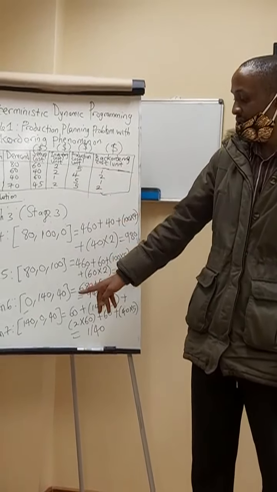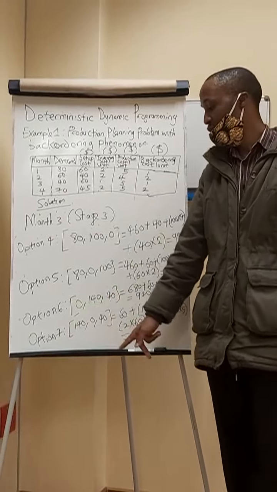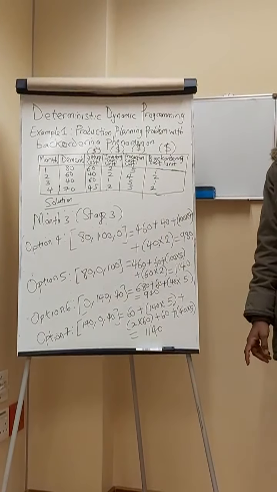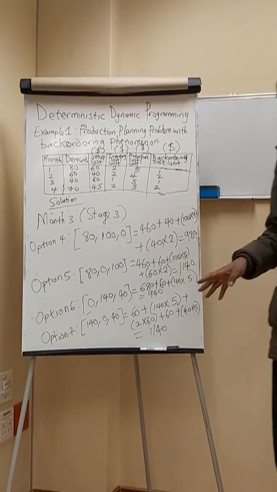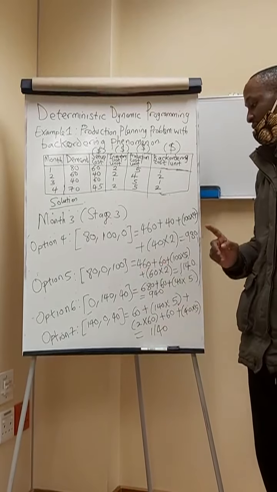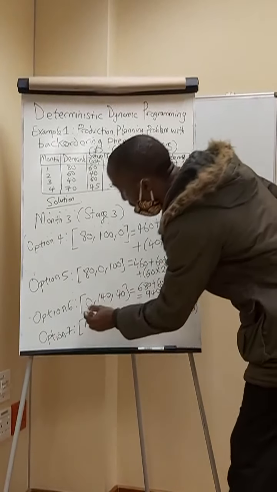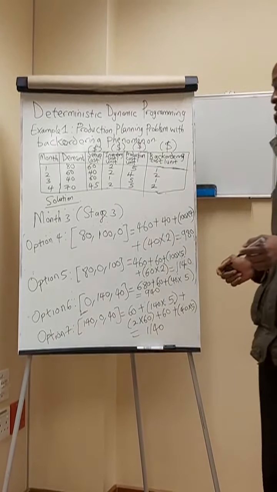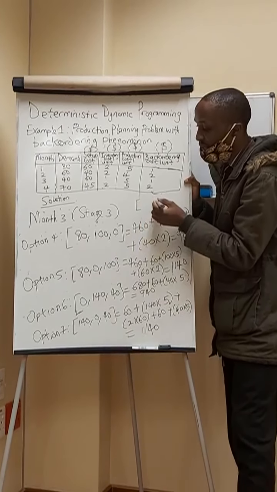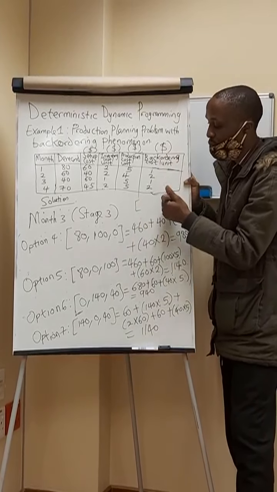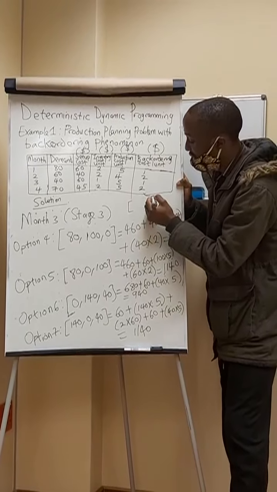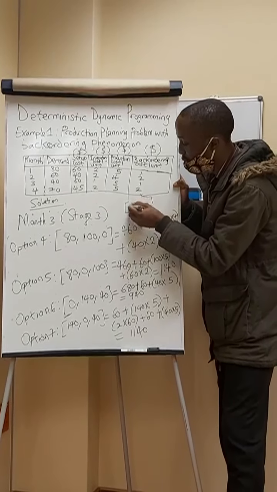So option 6 is trying to experiment by saying, how about if you decide to meet the demand of month 2 in the best possible way? If you remember, meeting the demand of month 2 in the best possible way and producing what is required in month 3, that is what option 6 is saying. So if you go back to your stage 2, the solution that gave us the best way of meeting the demand of month 2 in the best possible way was what?